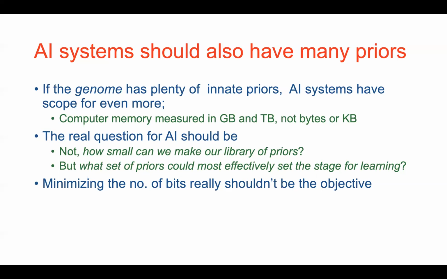So we're saying in order to define a new AI system, what could be the priors that we need? Minimizing the number of bits really shouldn't be the objective. So we shouldn't be saying, let's get this very small number of priors. That's what today's deep learning is about, to keep the number of hyperparameters as small as possible.